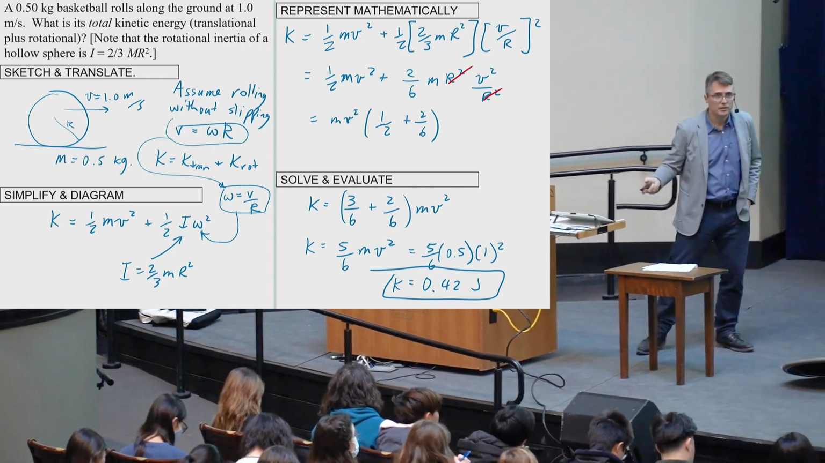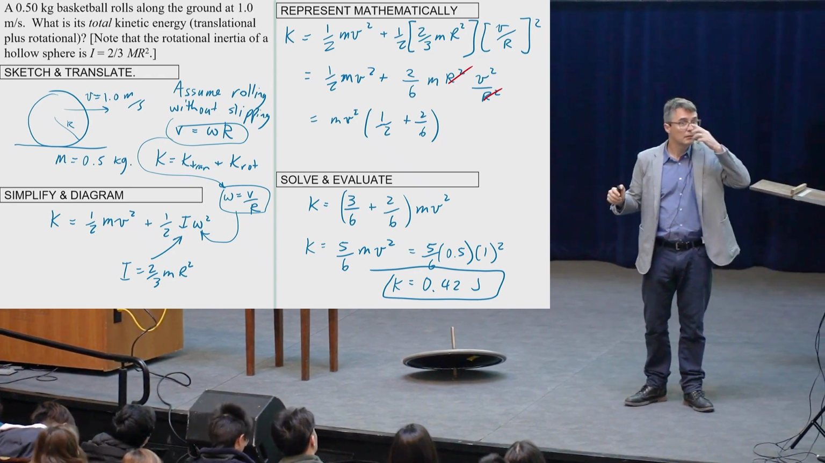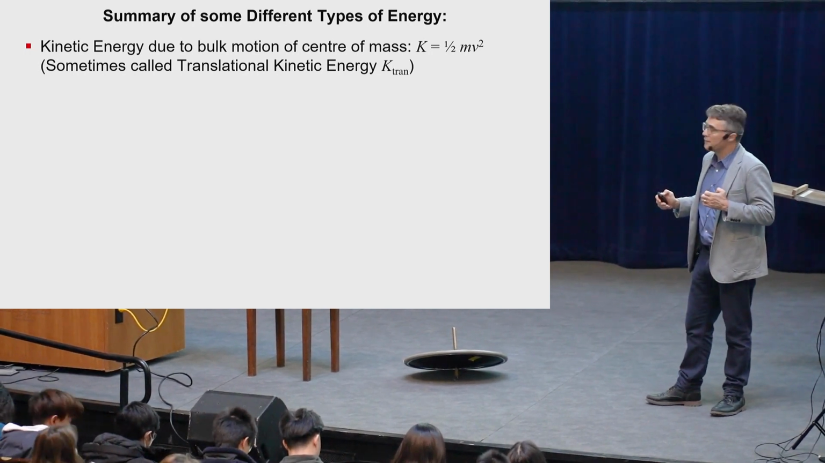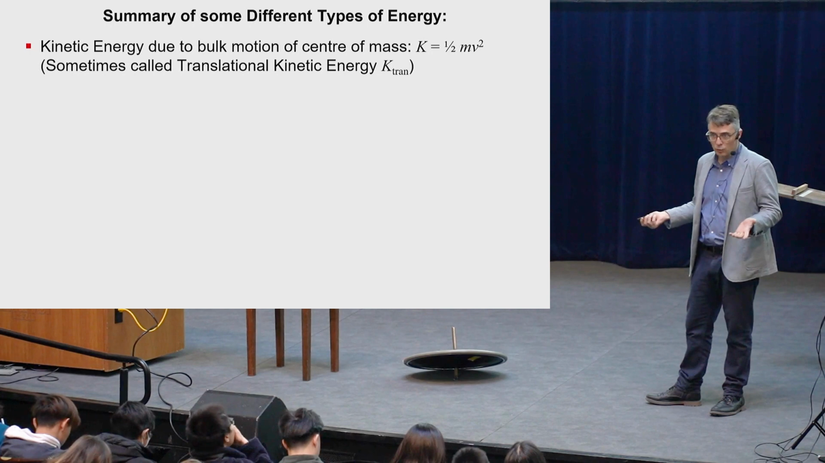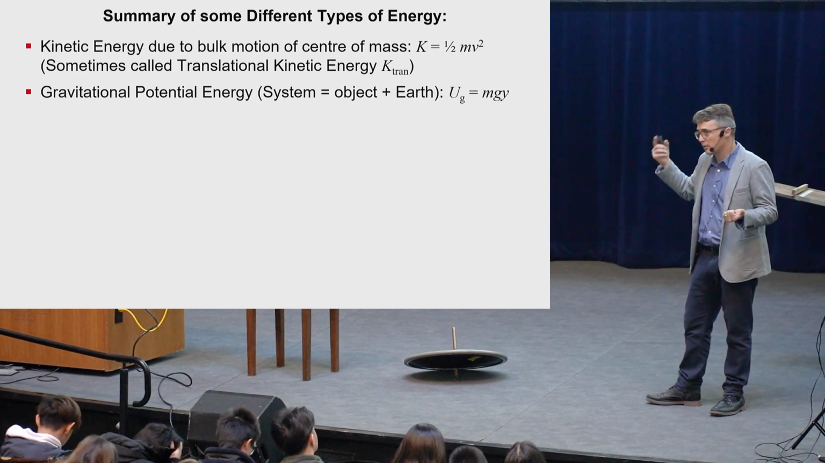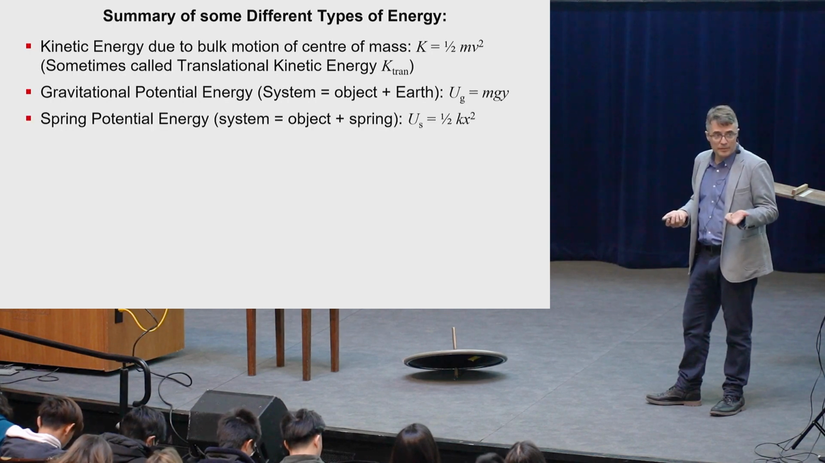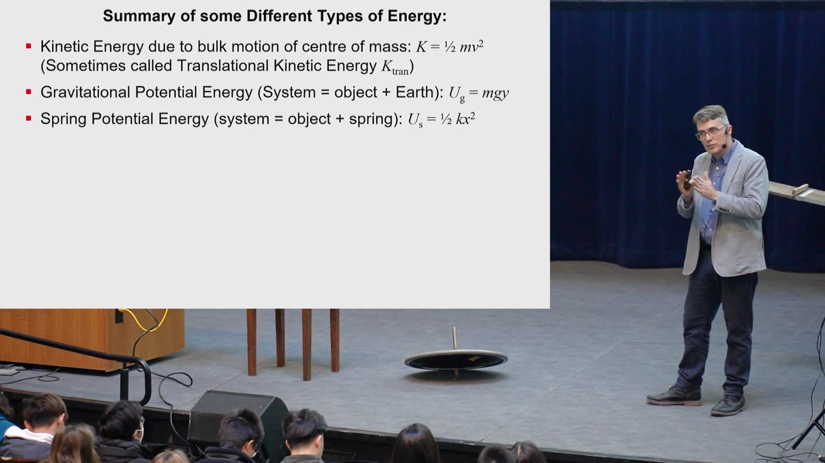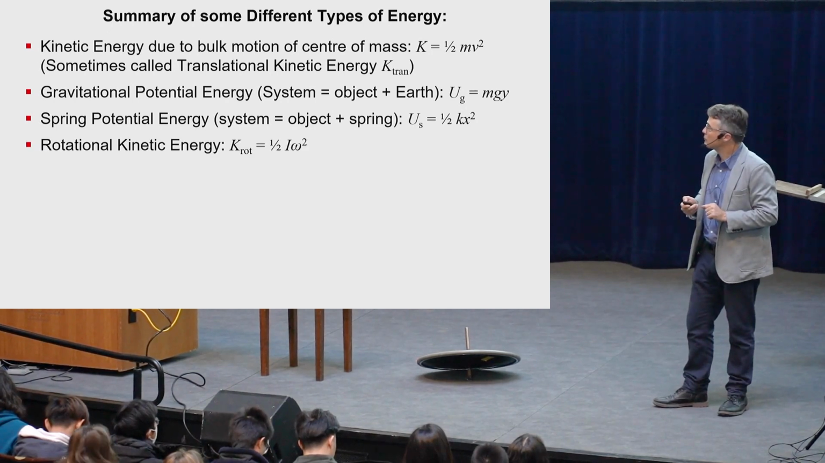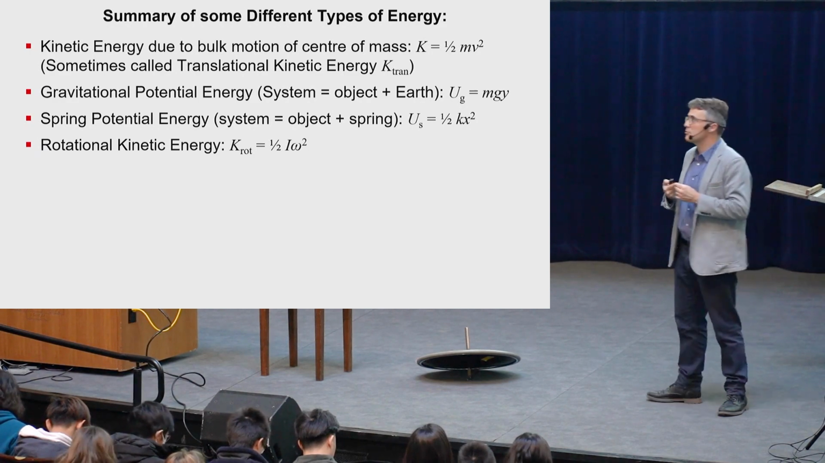So let's sum up all the forms of energy we might have. Bulk motion of center of mass gives you the old kinetic energy, 1/2 mv squared. There's mg times y, where you set the arbitrary zero point of gravitational potential energy to be y equals zero somewhere. There might be a spring in the system, so there's a 1/2 k times x squared, where x is the distance the spring has been either stretched or compressed away from its equilibrium length. It's a potential. And now you've got rotational kinetic energy, 1/2 I times omega squared.